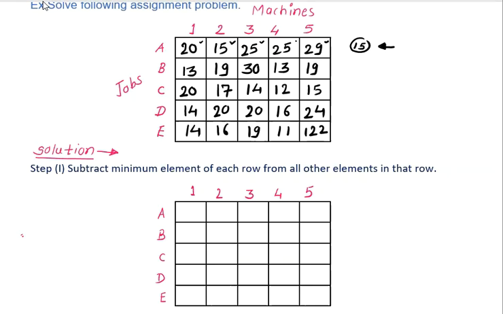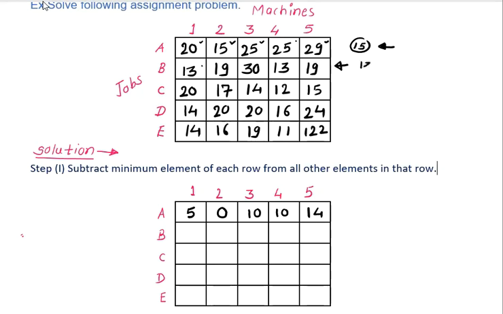We get 20 minus 15, 5. 15 minus 15, 0. 25 minus 15, 10. 25 minus 15, 10. 29 minus 15, 14. Now second row, the smallest number is 13.